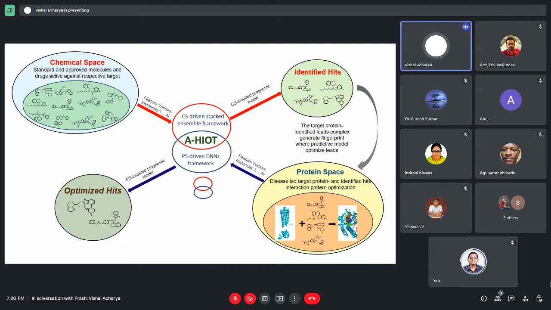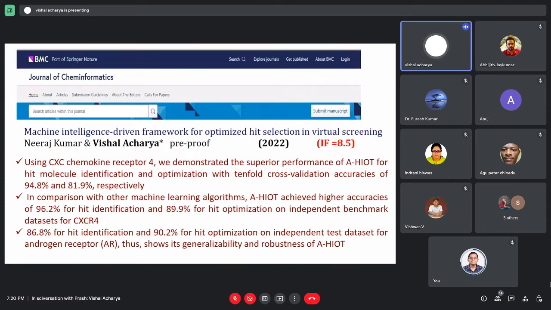We gave the software the name AHIVT, and I am very proud to share that for drug discovery it was published in the Journal of Chemical Informatics in 2022. As a case study we took CXCR4, and we found that identification and optimization reached much higher accuracies of 94% and 81.9%.